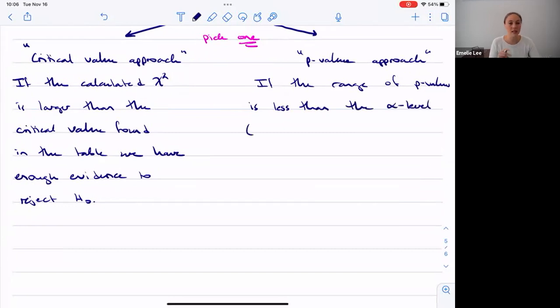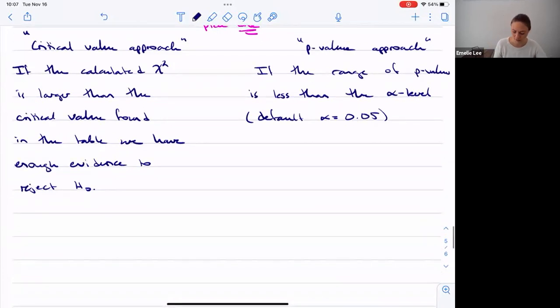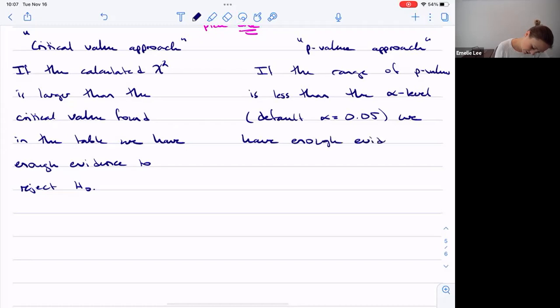and I'm going to say it here, I say it a ton, and then I know I'm going to have questions. What if I don't have the alpha level? What do I use? 0.05, right? So the default is alpha is 0.05. Okay, so if the range of the p-values is less than the alpha level, which is a default of 0.05, we have enough evidence to reject H naught. Okay.